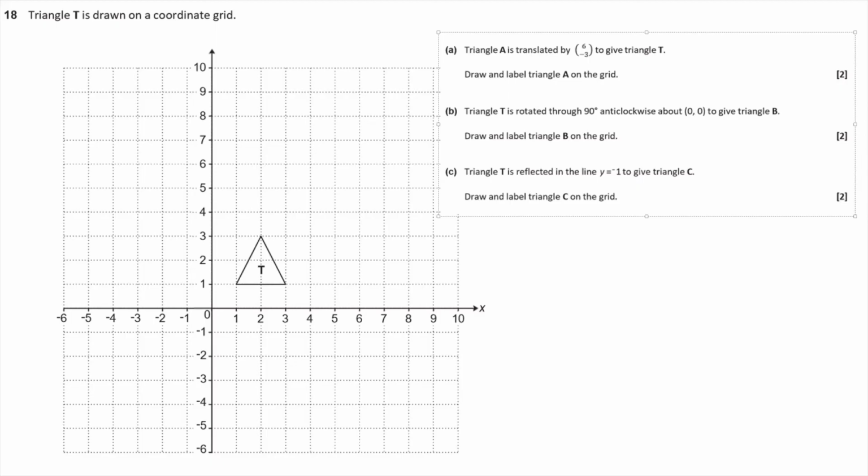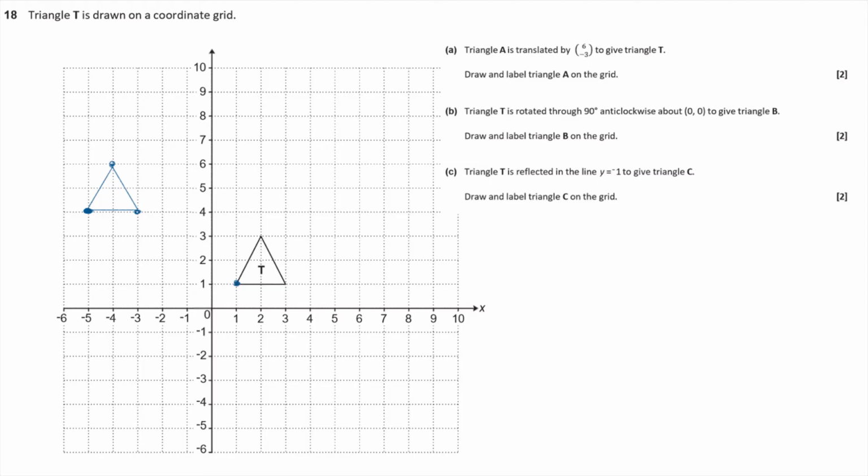So taking one of the corners of my shape here, the bottom left corner, I'm going to go 1, 2, 3, 4, 5, 6 to the left, and 1, 2, 3 up. So it's going to end up being here. Then I could do the same for the other 2 points, and that's going to give me those 2 points there. So A would have been up here, so that once I translated it using that vector, it's going to end up down at T.